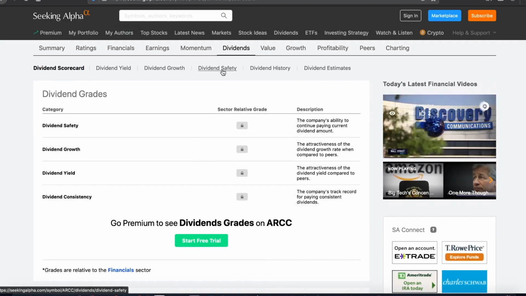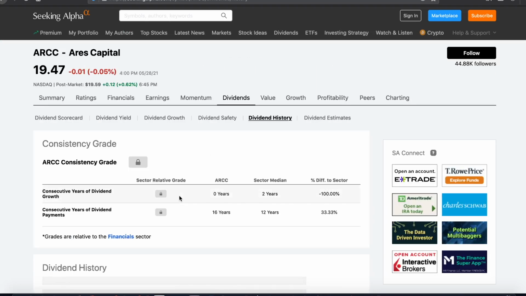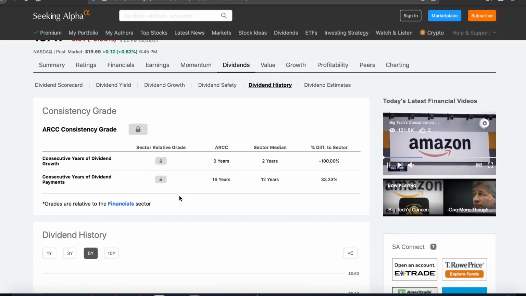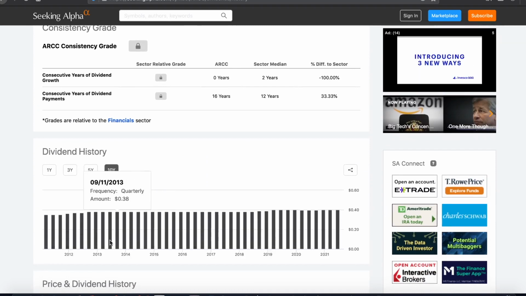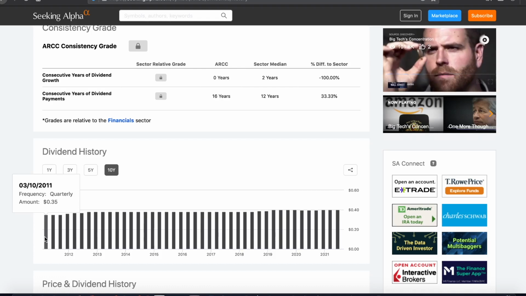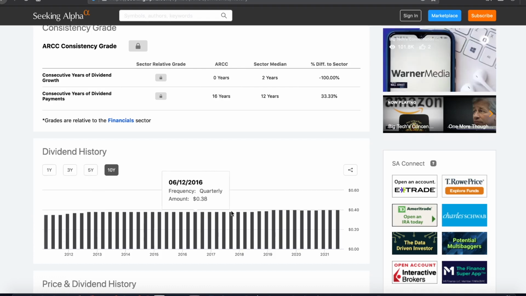So let's look at dividend history here. Okay, so this company has been paying every quarter for the last 10 years. Doesn't seem to be growing the dividend too much, but might be something to add to your portfolio if you like it.